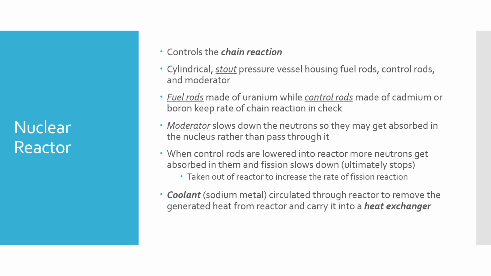So there, the coolant, in the previous figure we saw the coolant which moves inside the reactor and collects all of the heat energy and then flows outside the reactor, and then in the heat exchanger it exchanges this heat energy with the water and converts the water into steam. So the coolant is sodium metal normally, and it is circulated through the reactor to remove the generated heat from the reactor, and it carries it to the heat exchanger. So heat is transferred in the heat exchanger to water, thereby converting it into steam, and then that runs the steam turbine and produces electricity via generators.